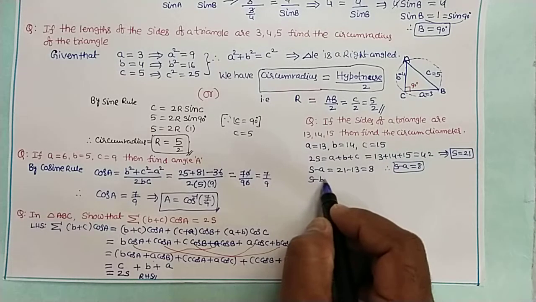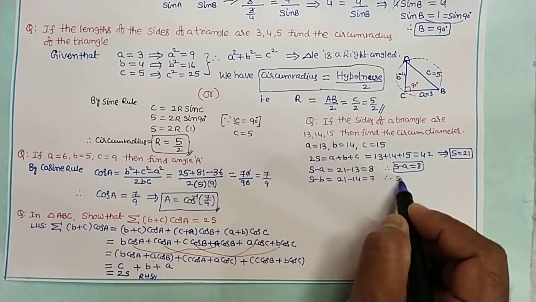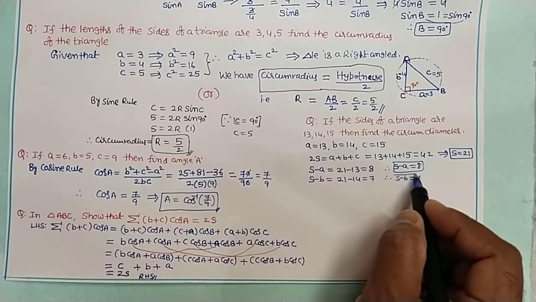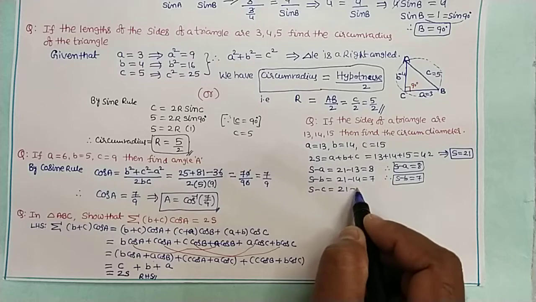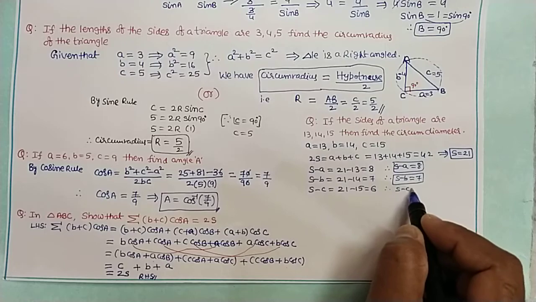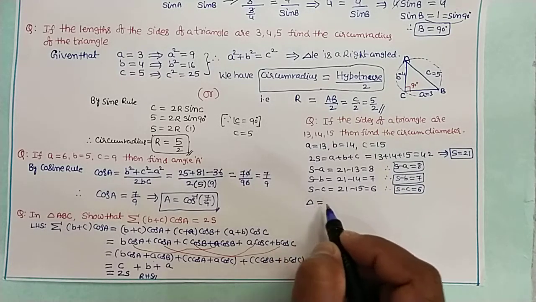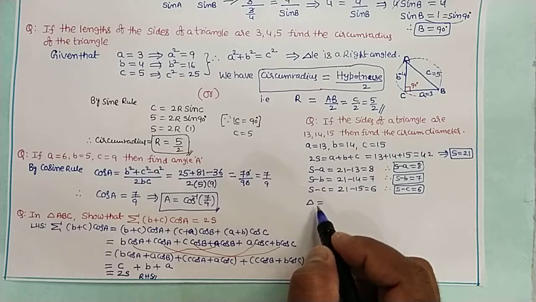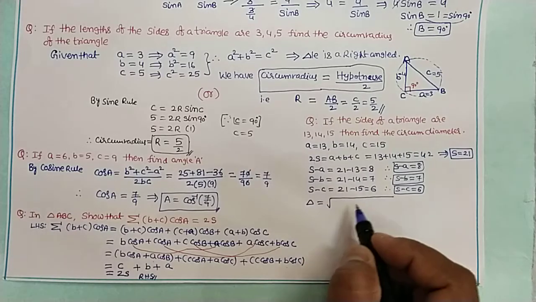s minus b equal to 21 minus 14, which is equal to 7. s minus c equal to 21 minus 15, which is equal to 6. Now we have a formula to calculate delta. Why calculate delta? Delta equal to abc by 4R, our formula is there, no? So from that the R value you can calculate. To calculate that, I am calculating delta.